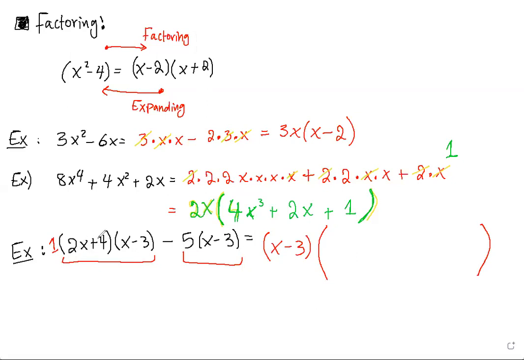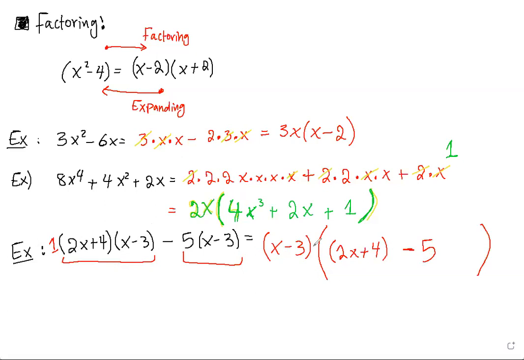What's the remaining here? So this one is done. I put outside as the greatest common factor, the x minus 3. The remaining is this parentheses, 2x plus 4. What's the remaining here when I put outside x minus 3? It is the negative 5.